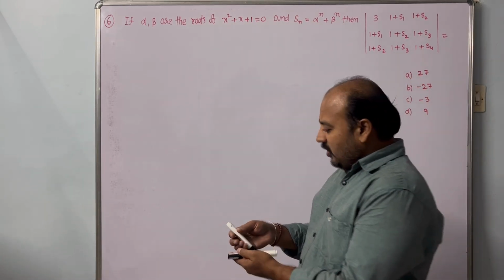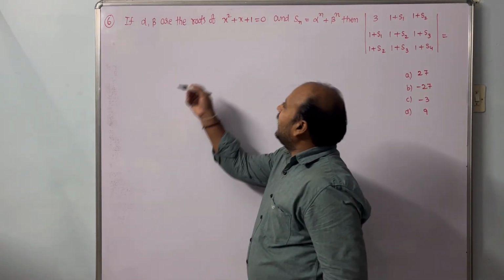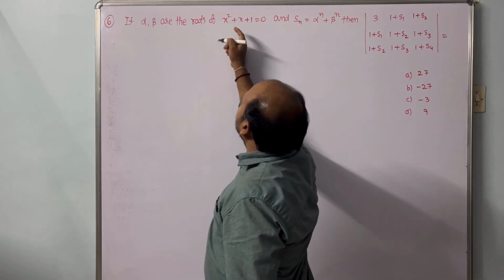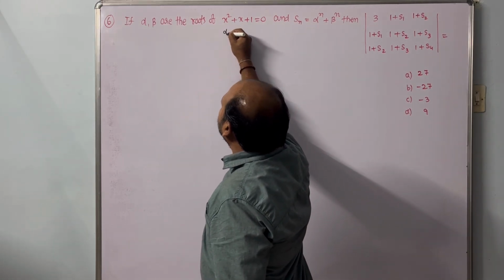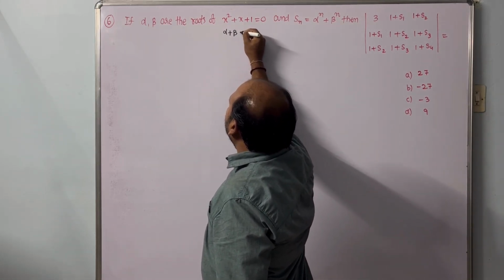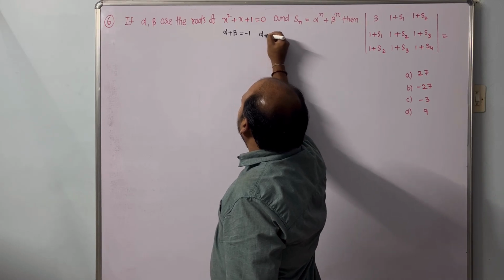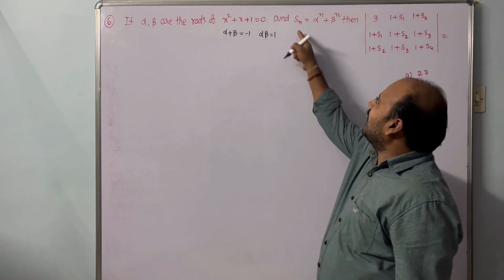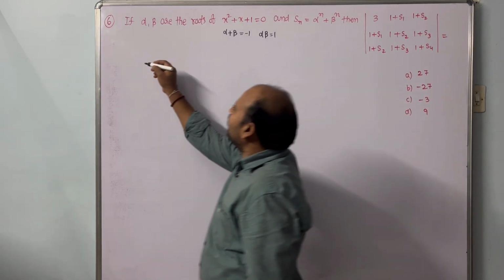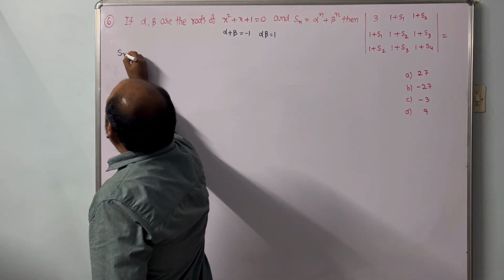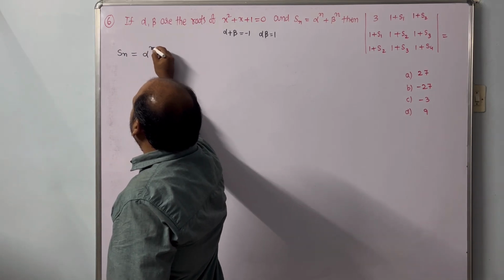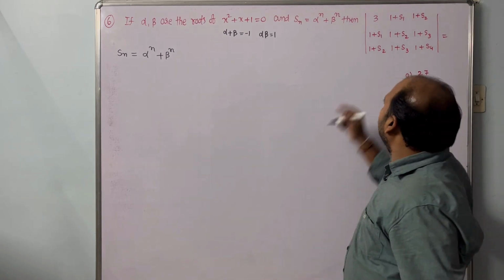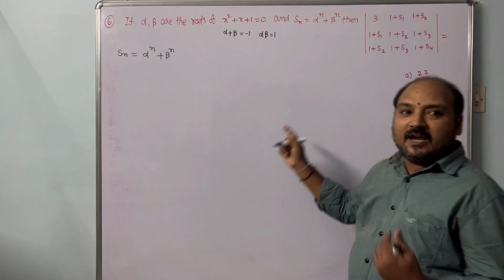See here, what is the given quadratic equation? x square plus x plus 1 equal to 0 is a quadratic equation whose roots are alpha, beta. We can write alpha plus beta, the sum of the roots, as minus 1, and the product of the roots, alpha beta, equal to c by a, so 1. Now take the condition Sn equal to alpha power n plus beta power n. So now I require S1, S2, S3 and S4.